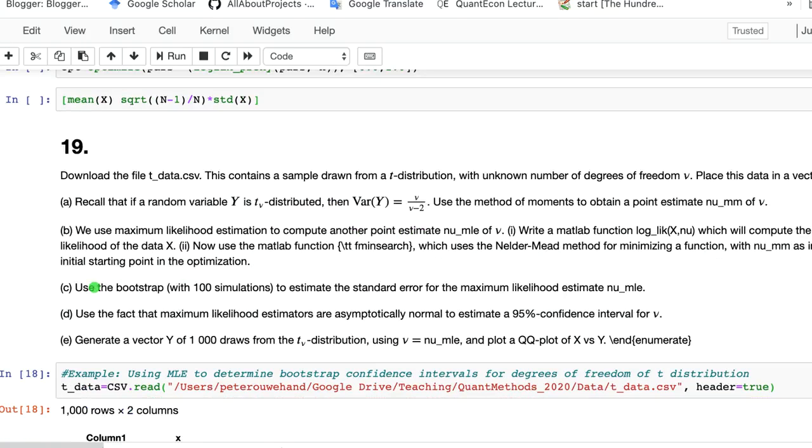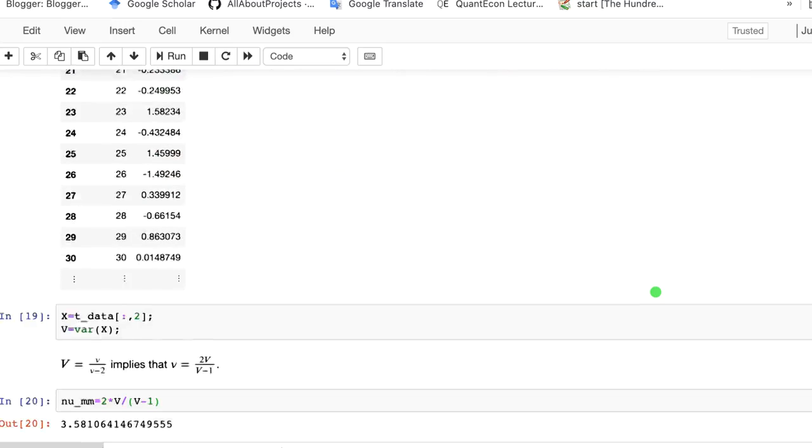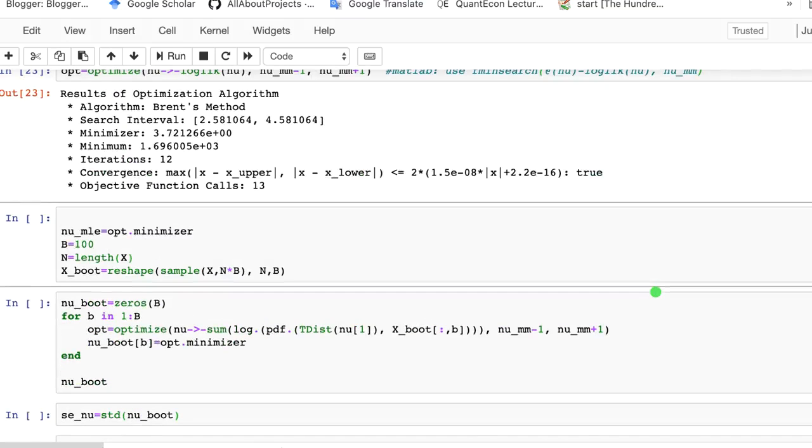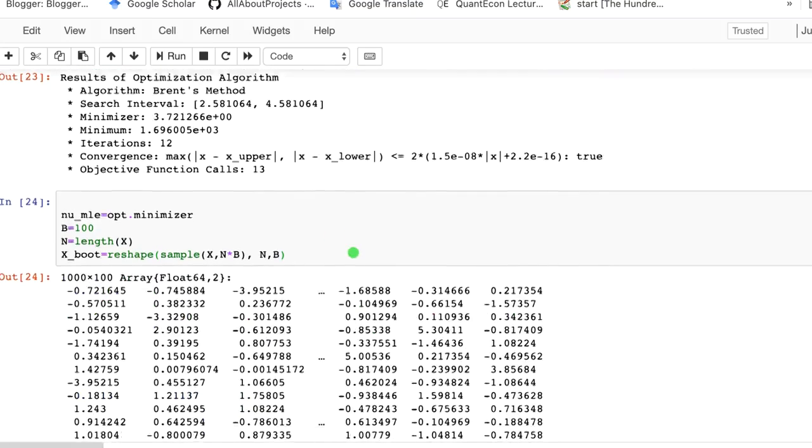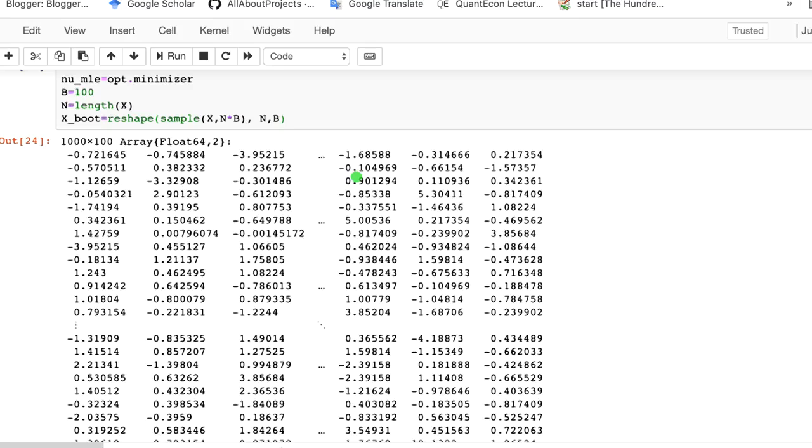Next, use the bootstrap with 100 simulations to estimate the standard error for the maximum likelihood estimate nu MLE. We set nu MLE to what it is, 3.72. We have 100 bootstrap simulations, and we construct a matrix of possible values we might have seen using the bootstrap. In other words, each of these 100 columns is a sample from the original data in the data file.